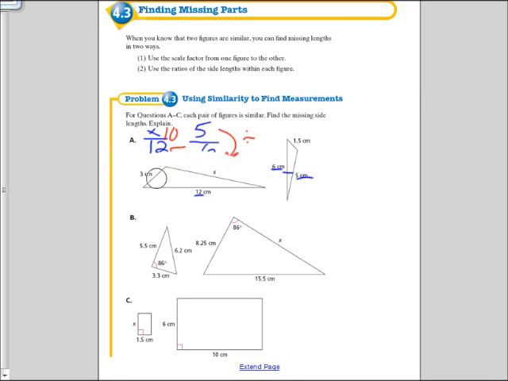Let's do the same with b. We're going to solve it 2 different ways. First of all, scale factor. And I want you to write this one down. All right, we've got to find corresponding sides. 3.3 matches up with 8.25. But let me find the long side. 6.2 matches up with 15.5.